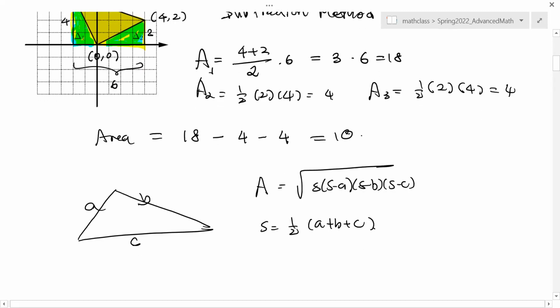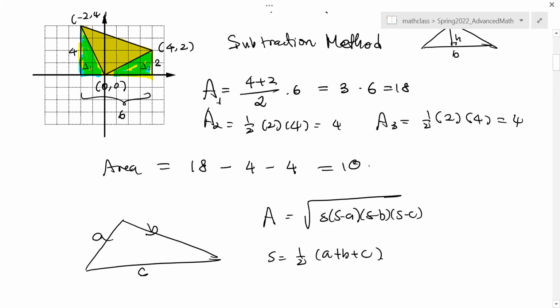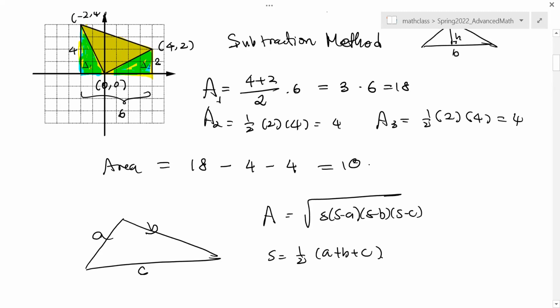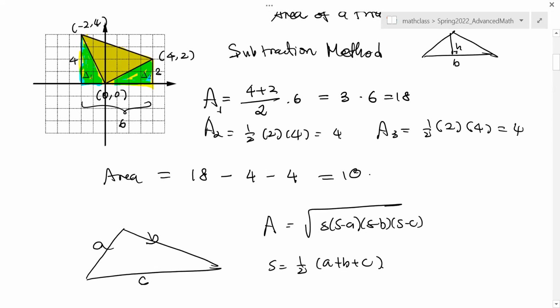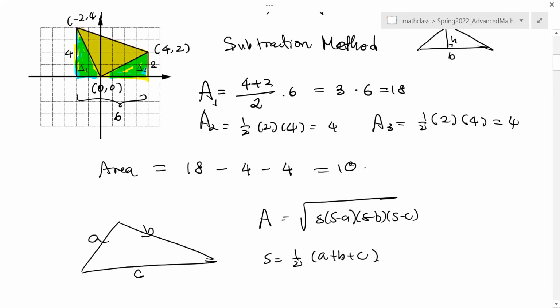Once the coordinates of the vertices are given, you can figure out the length of each side, and you still can use this formula to find the area. But that takes too much time. So the shortcut is to use the subtraction method to find the area.